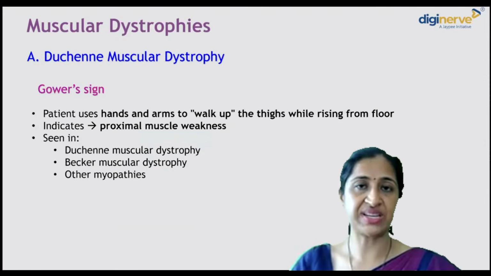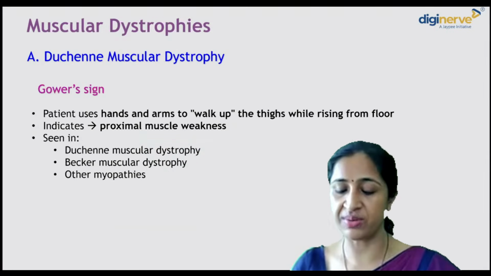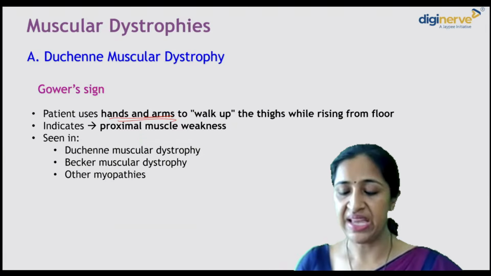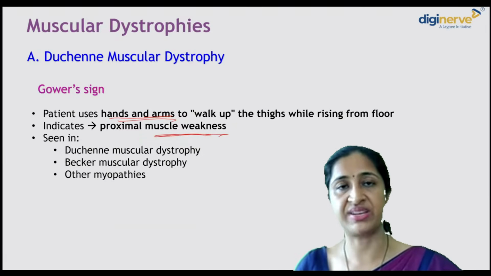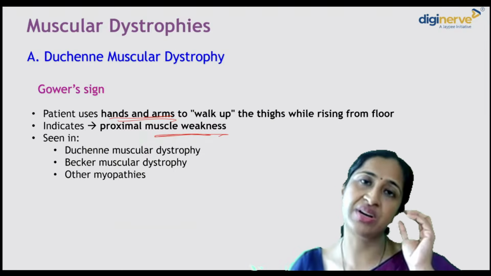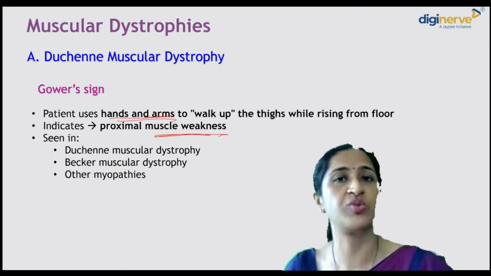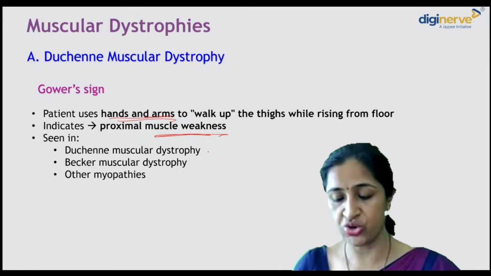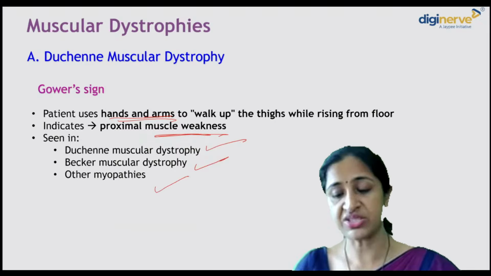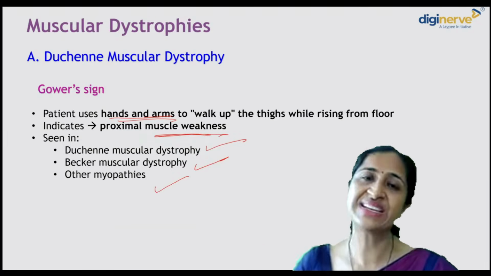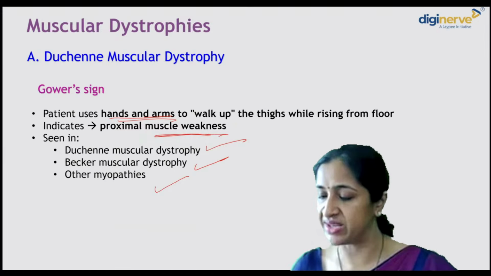Gower sign is what I said. The child climbs up on his or her body. The child uses hands and arms to walk up the thighs and climbs up. This is because of proximal muscle weakness. This is seen not only in Duchenne's. Don't diagnose Duchenne's just because Gower sign is given in the clinical features. It is seen in Duchenne, in Becker's, or other myopathies, because it just signifies proximal muscle weakness.